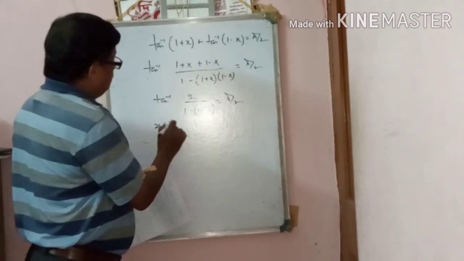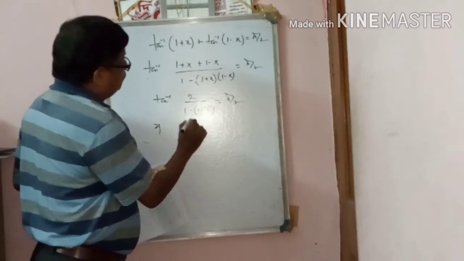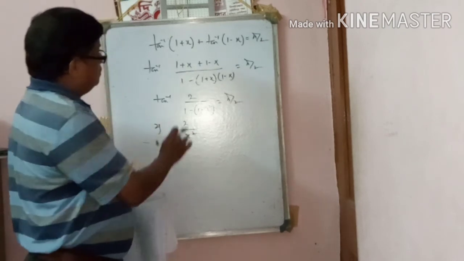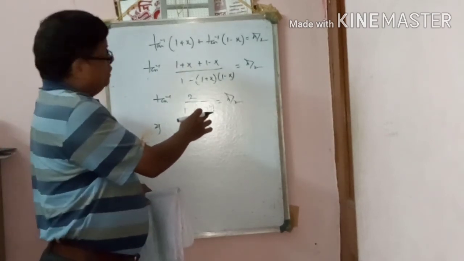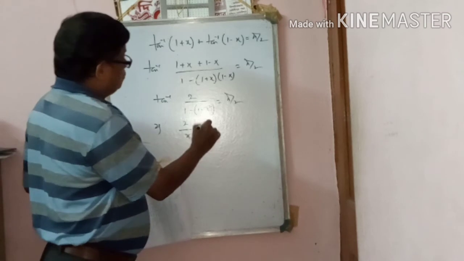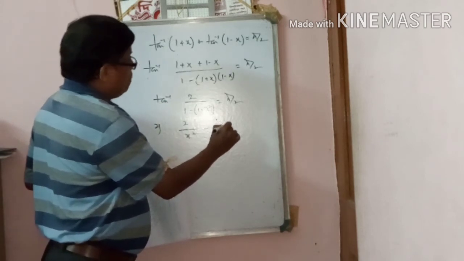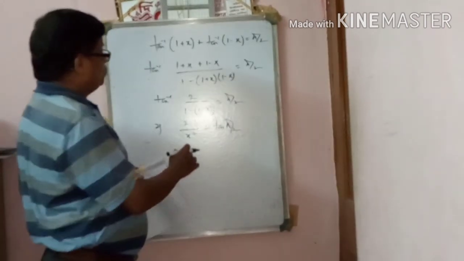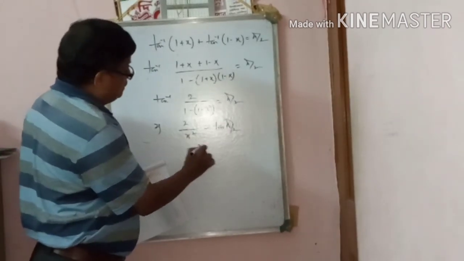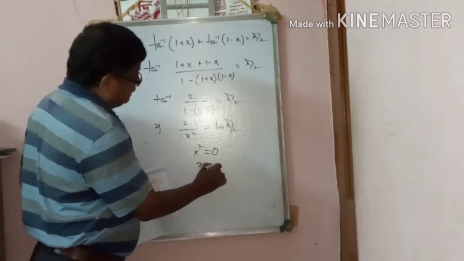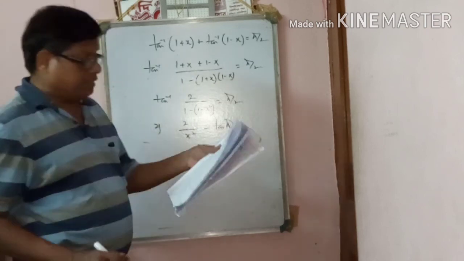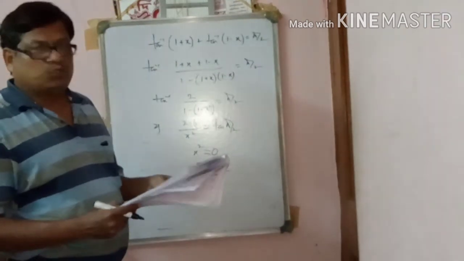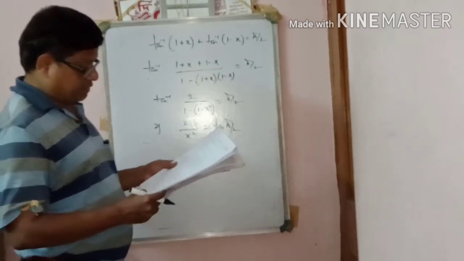So you can write 1 minus 1 plus x square cancels, 2 by x square equals tan pi by 2. Tan 90 is undefined, all of you know, so the denominator part will be 0, so x square will be 0, then x equals 0. The option is 0. Understood? Option C is there.